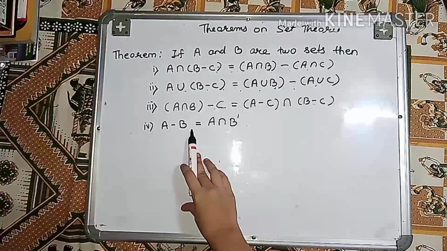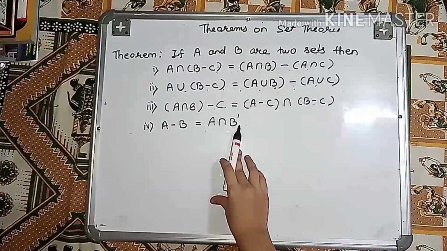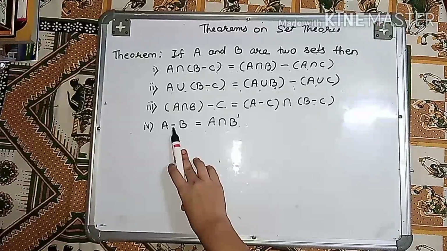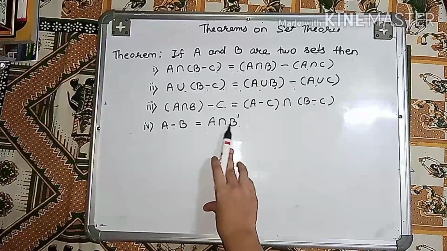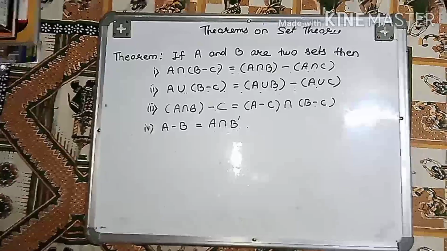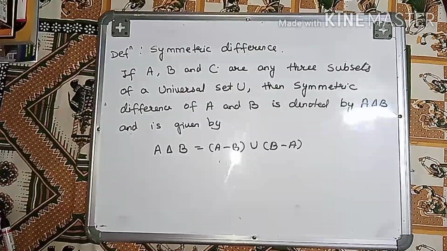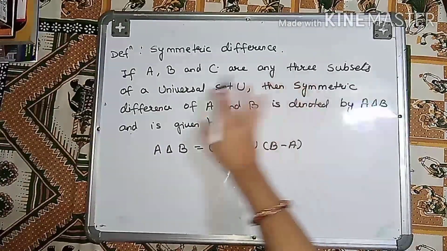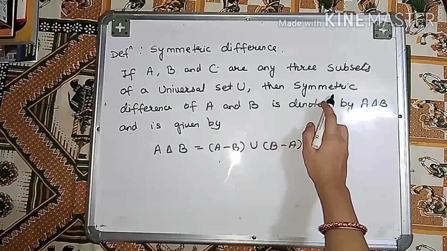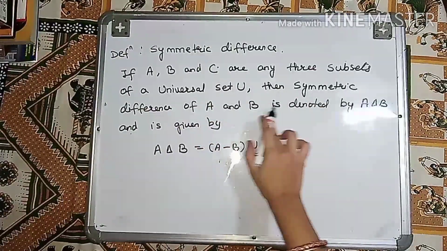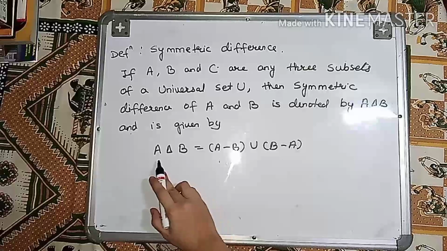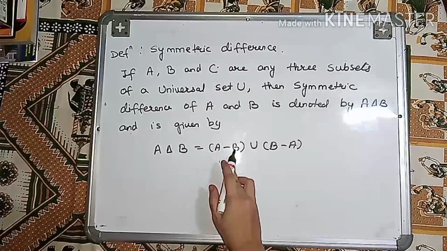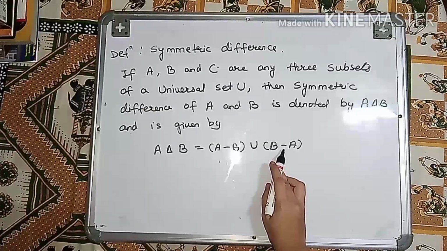Fourth, A minus B is equal to A intersection B dash. Now, A minus B means difference is equal to, how is difference converted? A intersection complement of B. Now, here is the next definition, symmetric difference. If A, B and C are any three subsets of a universal set U, then the symmetric difference of A and B is denoted by A delta B and is given by A delta B is equal to (A minus B) union (B minus A).